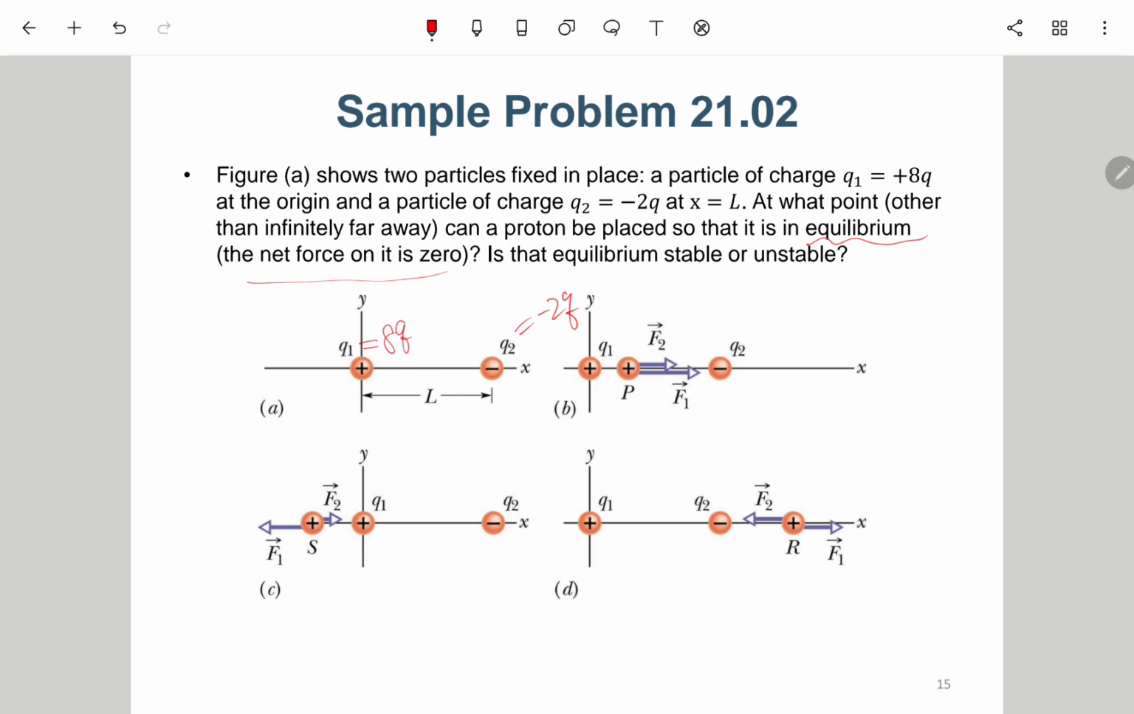就是加进我们要把一个质子加进来，在某个地方让它没有力的作用，没有力作用在它上面。So is that equilibrium stable or unstable?